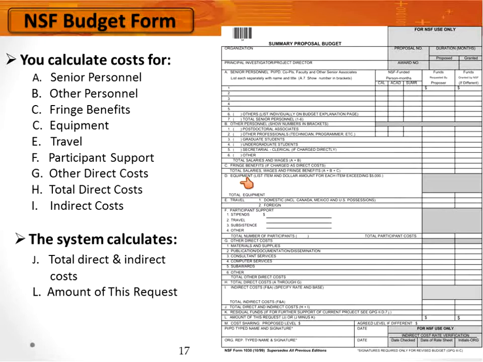Now let's look at these budget categories. As you can see, there are two personnel sections. Section A is senior personnel and Section B, other personnel. There's a separate Section C for including fringe benefits that are associated with personnel costs at your institution.